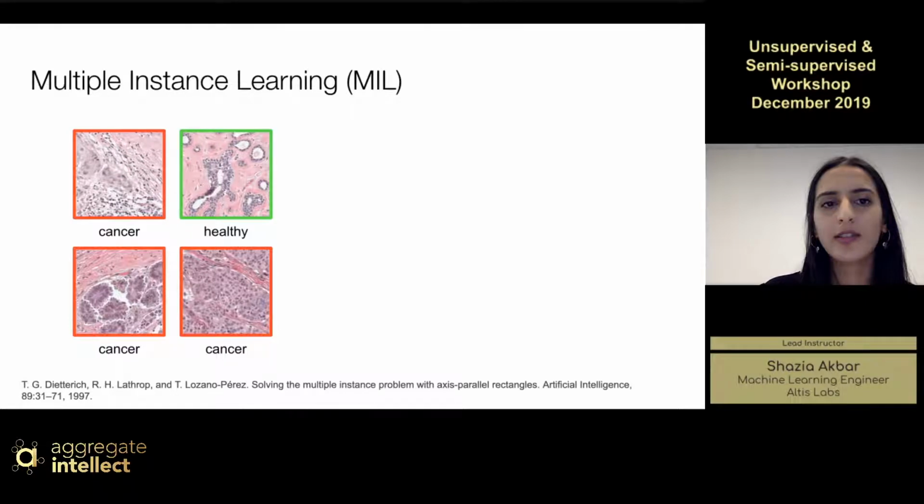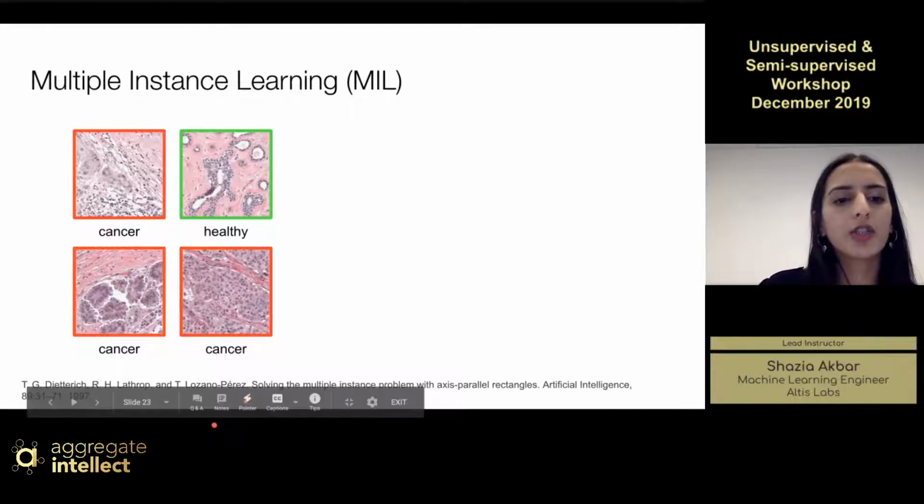So the next technique I'm going to go into is multiple instance learning. And these slides are actually ones that I've used in my very own work. It's something that I've looked into myself, and we'll get into that a little bit later on. So first of all, let's define multiple instance learning.